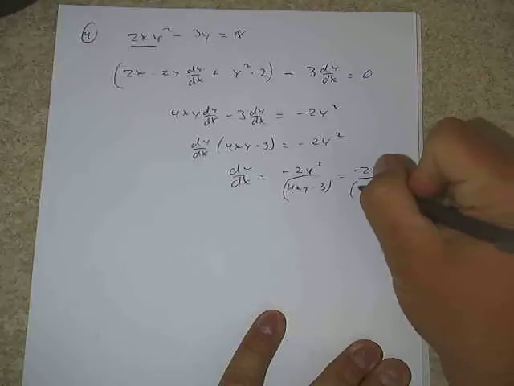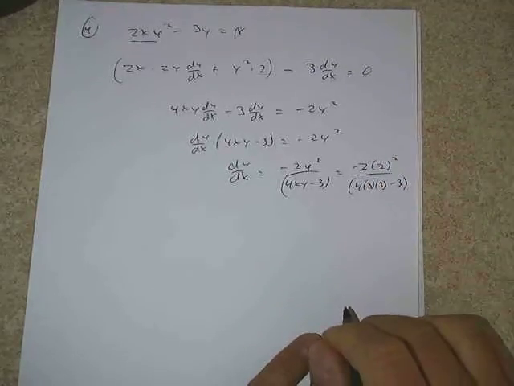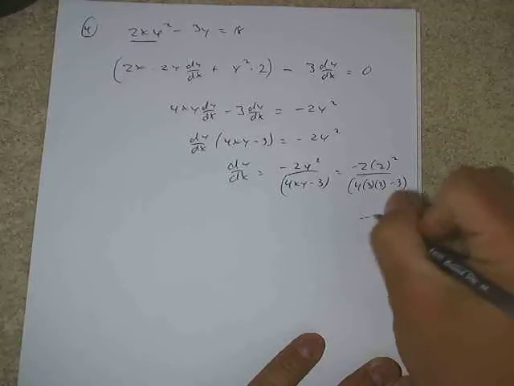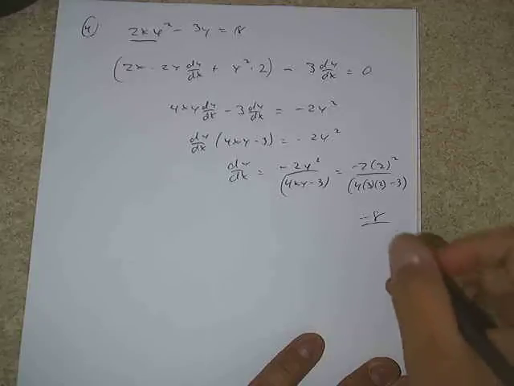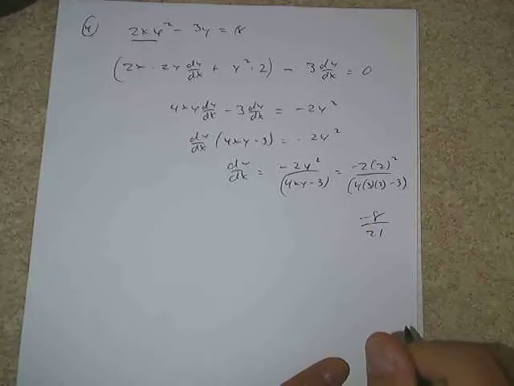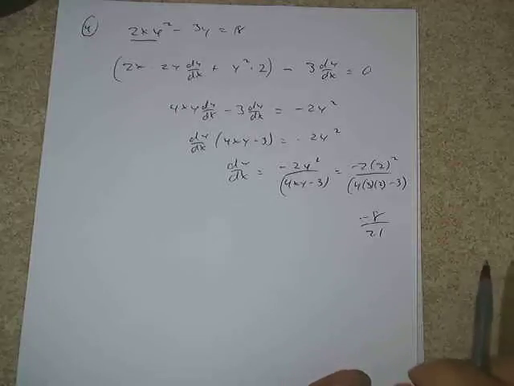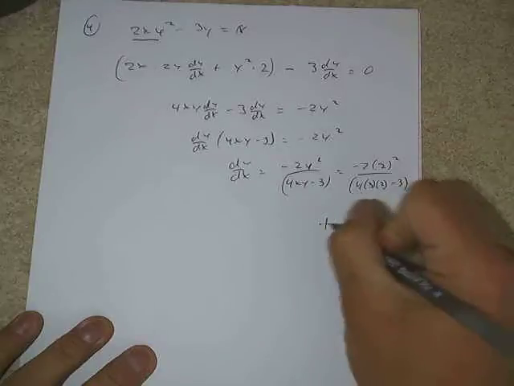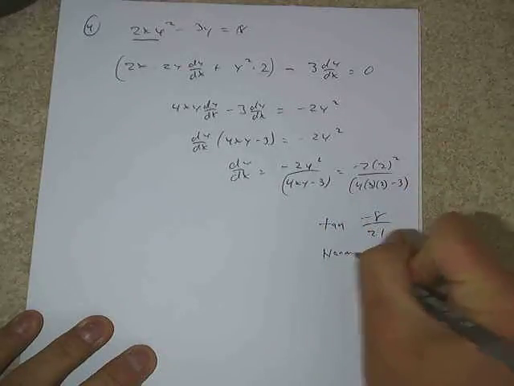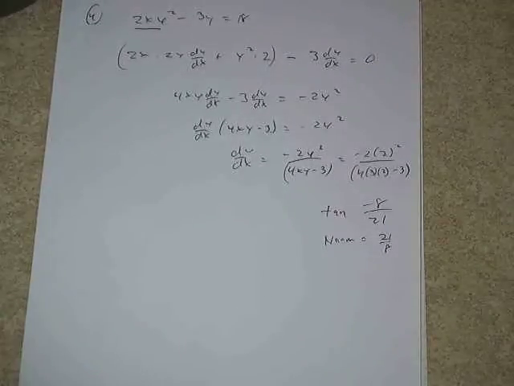Alright, and the point in question is what? (3, 2). So if we put a 3 and a 2 in there, we're going to get negative 2 times 2 squared. And on the bottom we have 4 times 3 times 2 minus 3. So all told we'd have negative 8 on top. On the bottom we have 24 minus 3, which would be 21. So that would be the slope of the tangent line at that point. So therefore the slope of the normal line at that point would be 21/8.